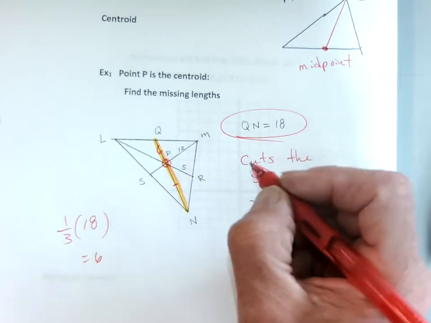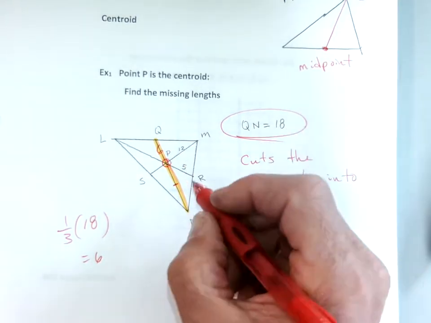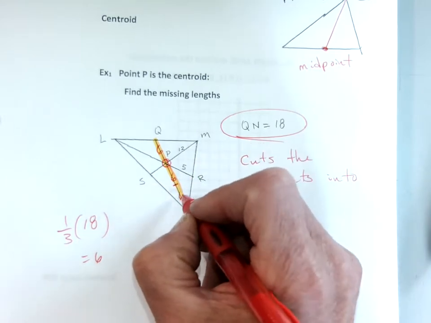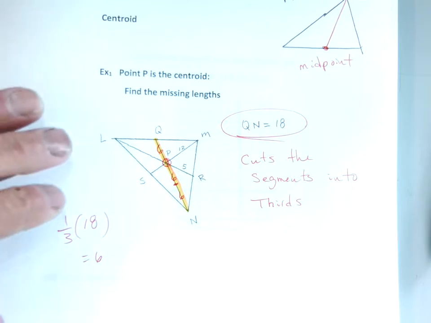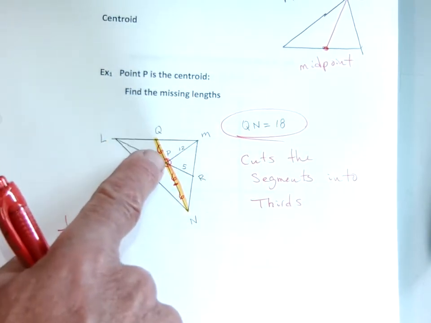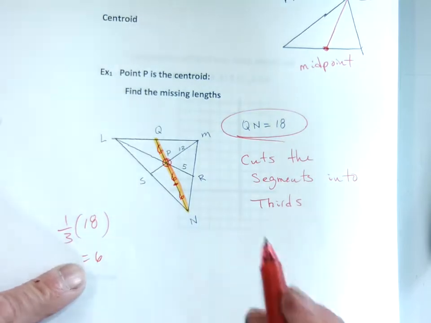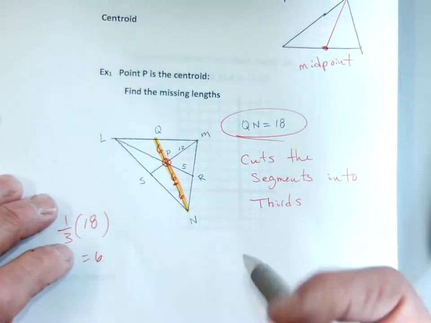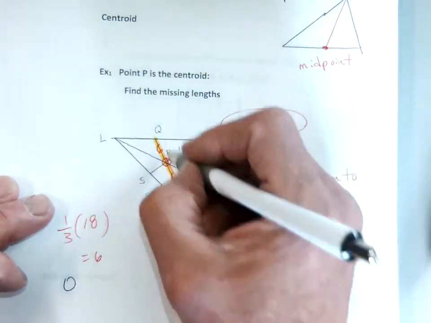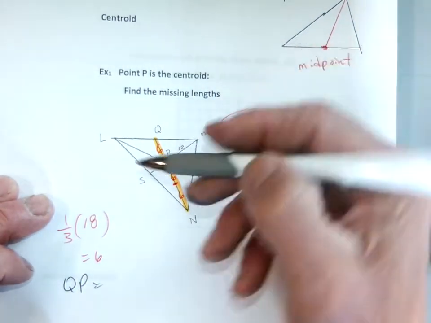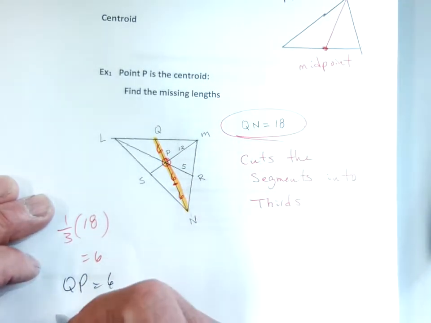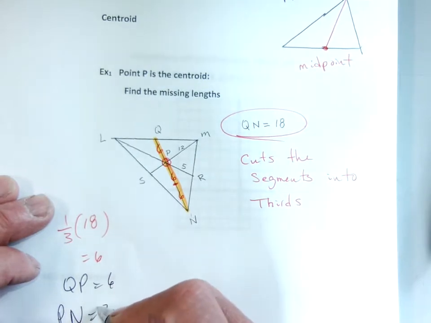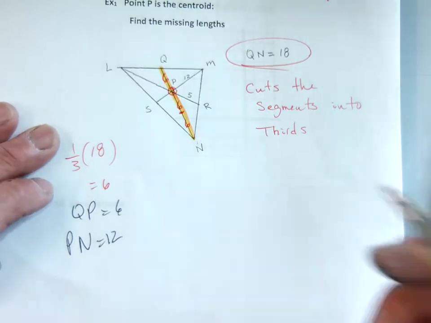Put a little mark right there. So into thirds, this would be 6, and this would also be 6. I took the median and cut it into thirds. The short piece is 6, and the longer piece is 2 of those 6s. So I can say now what QP is. QP is 6. PN is 12. All right.